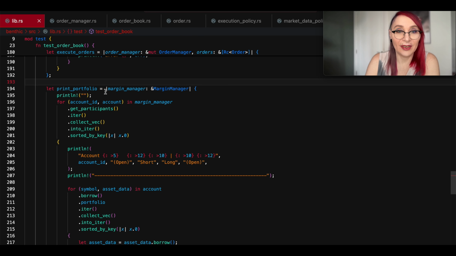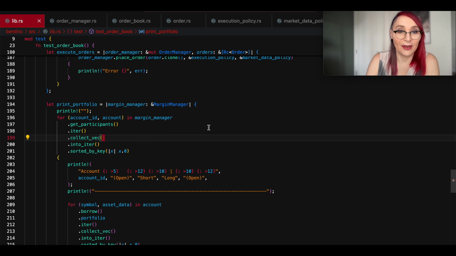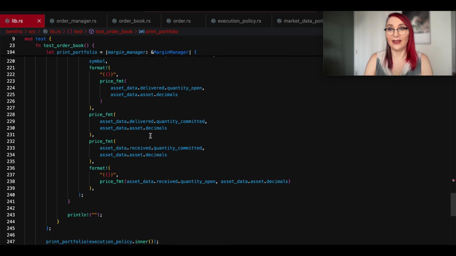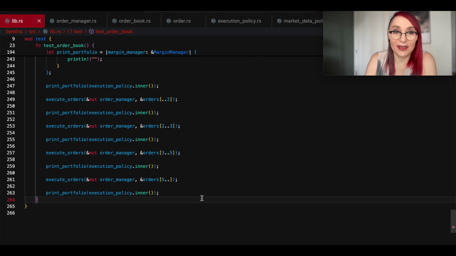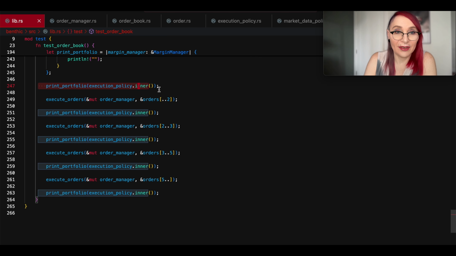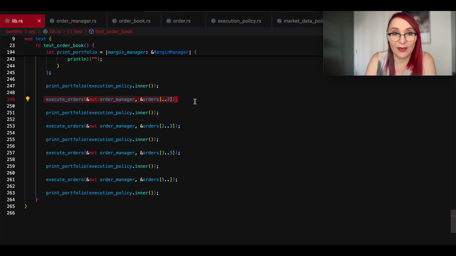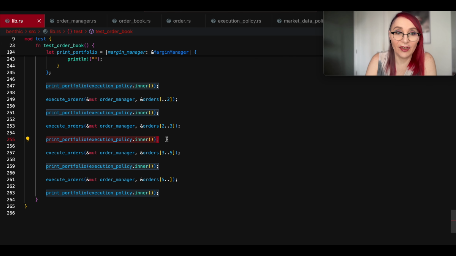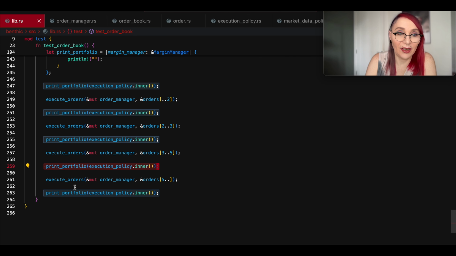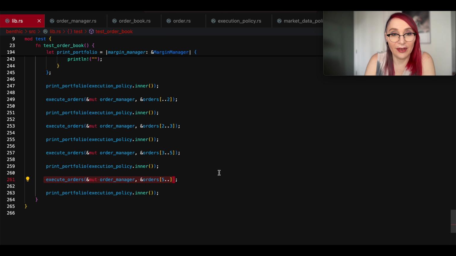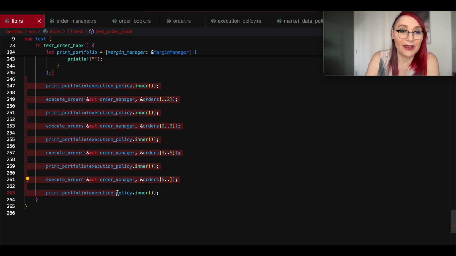And then there is this lambda here for printing the portfolio. It does this nice printing of the balance sheet. And this is our scenario. It's very simple. You can see that the scenario is first, print the balance sheet after deposits, execute orders 0 and 1, print portfolio, execute order 2, then print portfolio, then execute orders 3 and 4, print portfolio, and execute order 5, and that's it, because there are 6 orders. So this is our scenario.